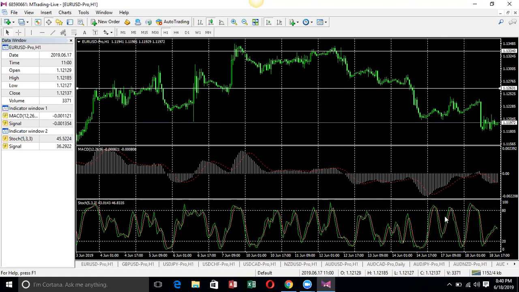Okay, if we still remember our stochastic class, we said that when the stochastic is above the 80 level, it actually means the market is overbought and it is due for retracement. And that retracement means a sell. And we also said that when the stochastic is below 20, it actually means oversold and it is due for retracement. And that retracement means it will buy.